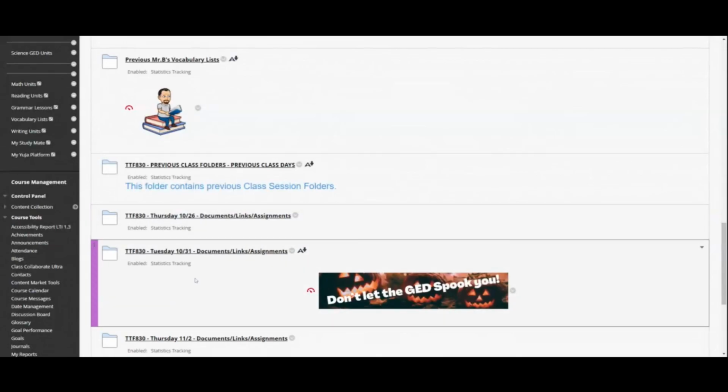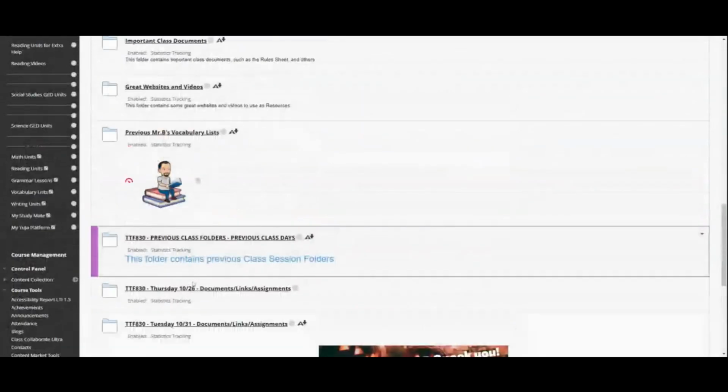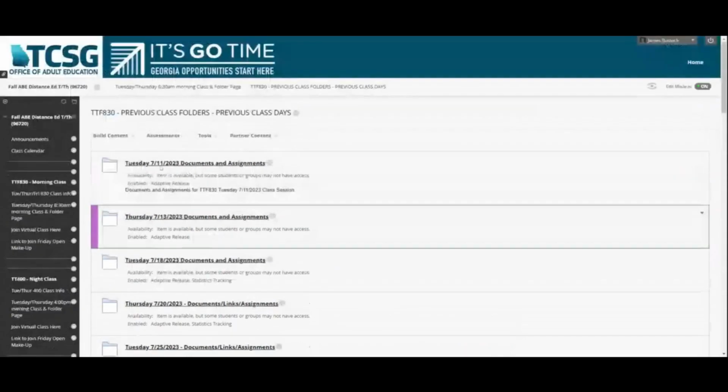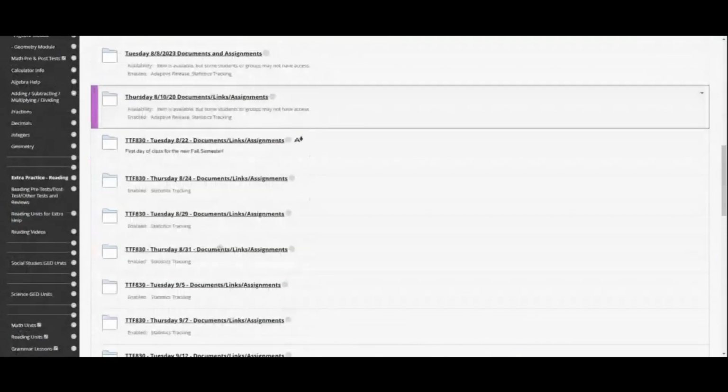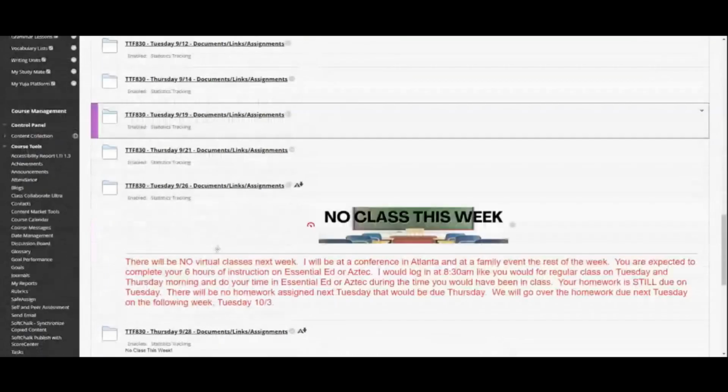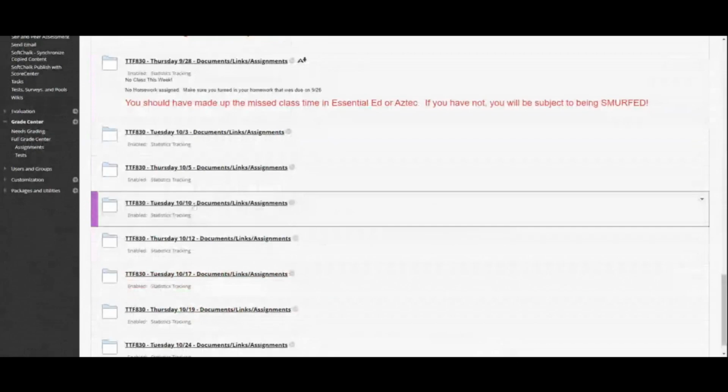I've had some folks say, well, I don't see 10:10. There is no 10:10. Well, there's a folder right here that says previous class folders, previous class days. Click on it, and now it starts in July. So scroll down and you'll find 10:10.